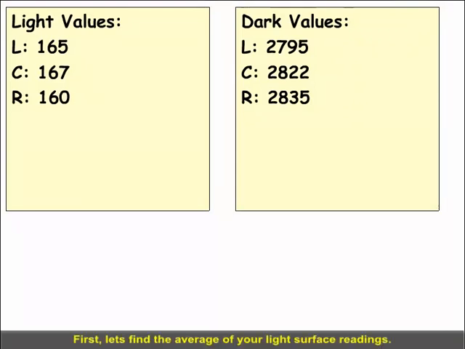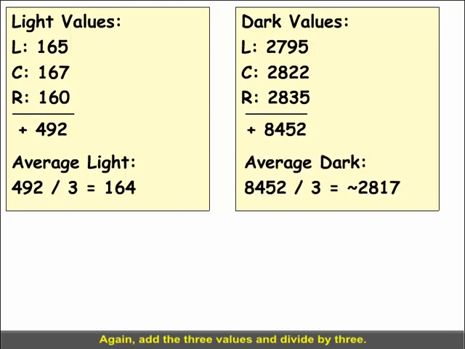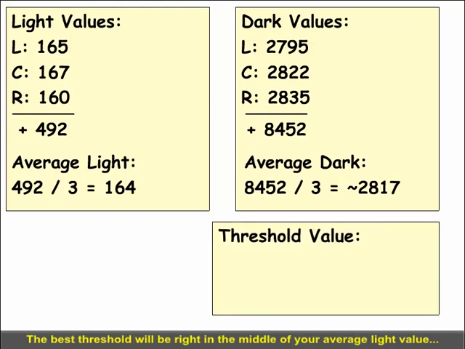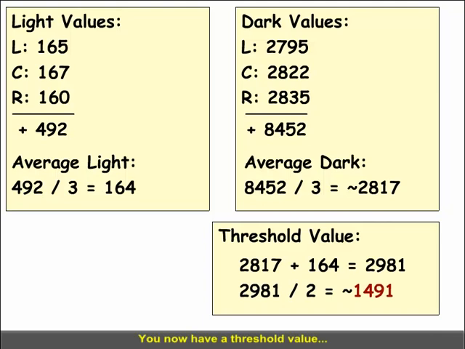First, let's find the average of your light surface readings. Add the 3 values and divide by 3. Next, find the average of your dark line readings. Again, add the 3 values and divide by 3. Now the best threshold will be right in the middle of your average light value and your average dark value. To find the threshold, just take the average of these 2 values. Add the average light value to the average dark value and divide by 2. You now have a threshold value that will work for all 3 line tracking sensors.